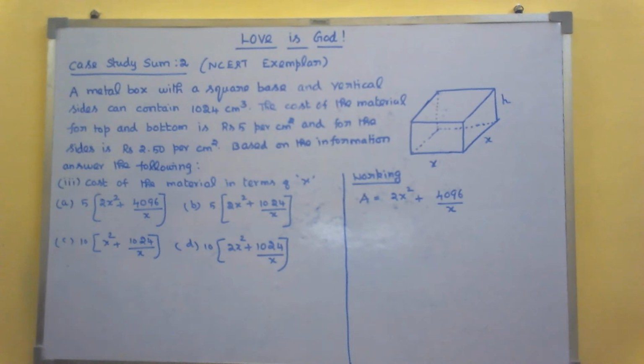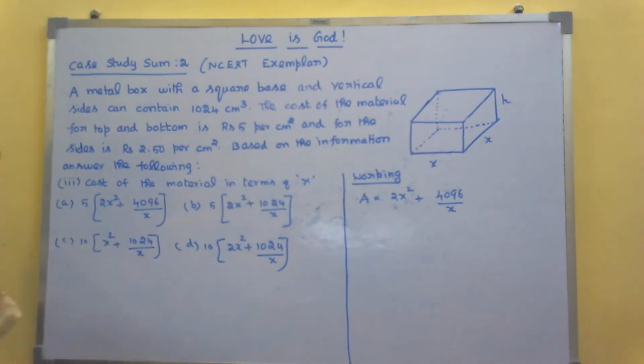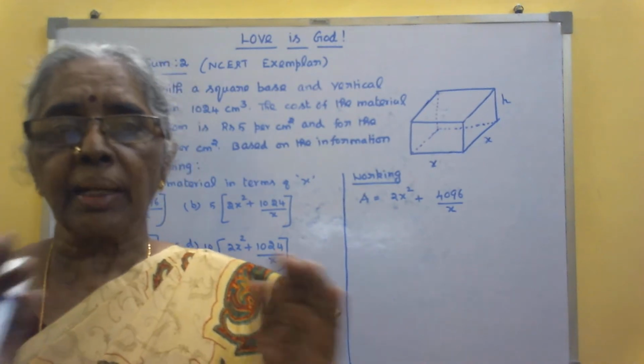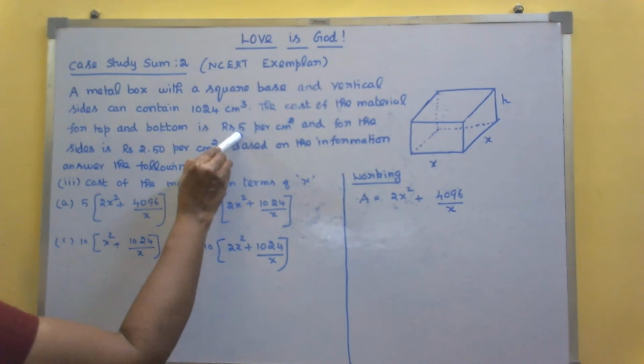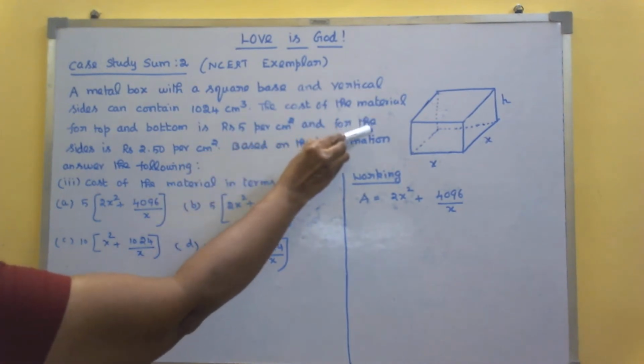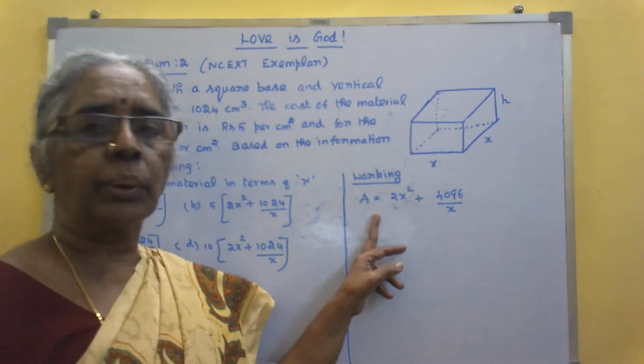The third subdivision: the cost of the material in terms of x is asked. Now, in the cost, you should note there are two differences, no? The cost of the top and bottom is rupees 5 per centimeter squared, and the cost of the material for the sides is only 2 rupees 50 paise per centimeter squared. Now, already you know the area.